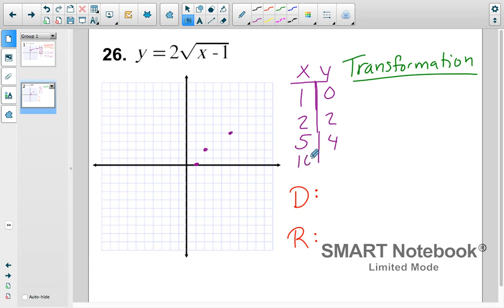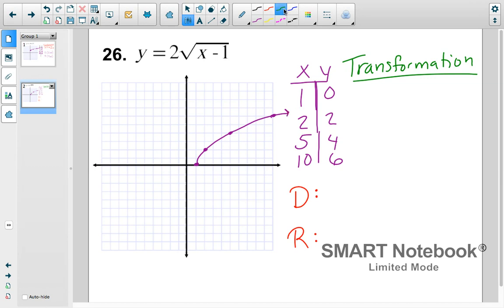My last point, I'm going to pick 10. 10 minus 1, 9. Square root of 9, 3. 3 times 2, 6. So 10, 6. 1, 2, 3, 4, 5, 6. Connect all your dots. Graph will look something like that.